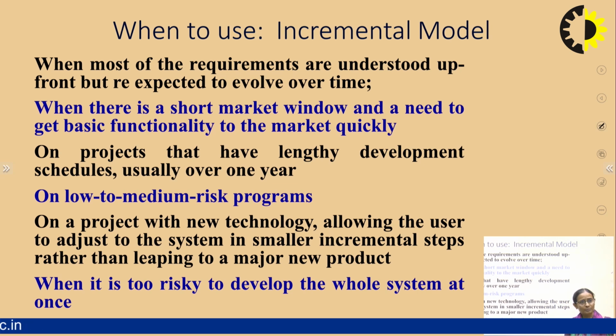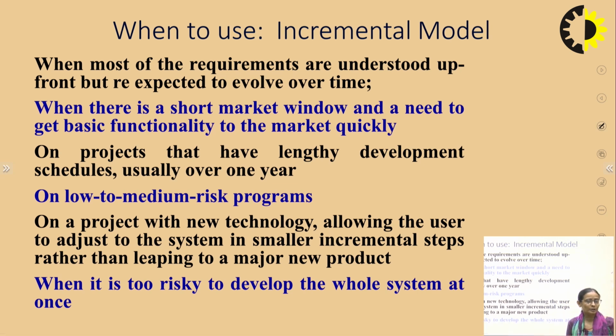So now the question comes, where are we going to use this model, and which particular software projects are more suitable for it? When most of the requirements are understood upfront but are expected to evolve over time, in that case we can go with this. When there is a short market window and a need to get basic functionality to the market quickly, then this is the best approach. On projects that have lengthy development schedules, usually over 1 year, again the incremental model is suitable for such kinds of projects. On low to medium risk programs, we can go with this model.